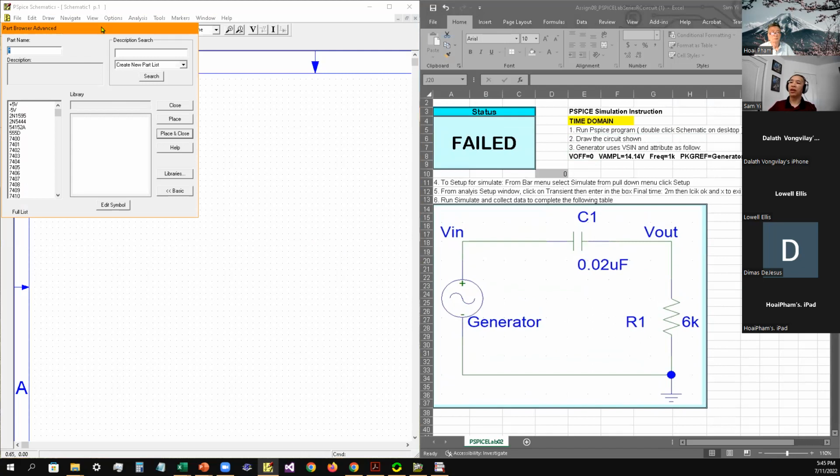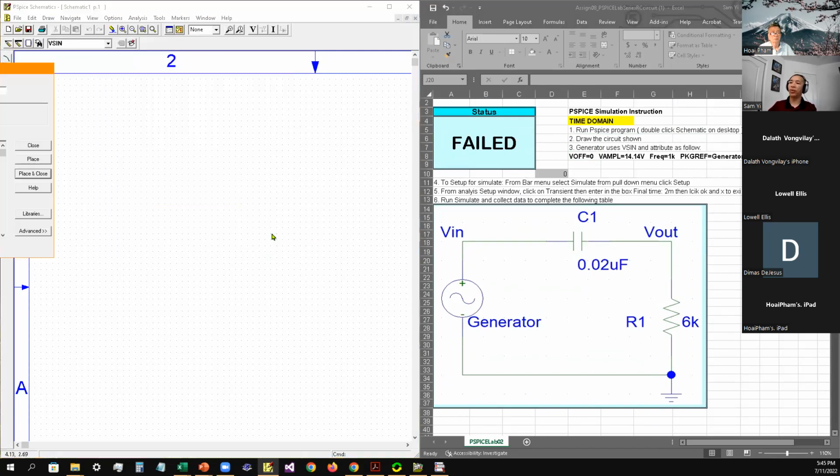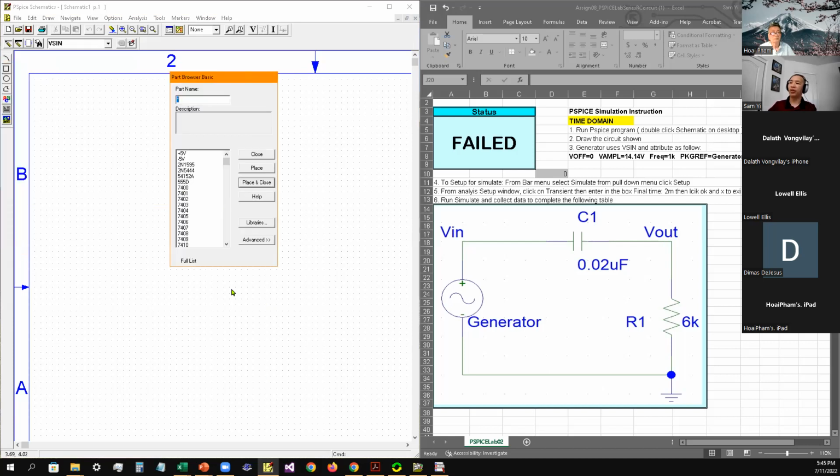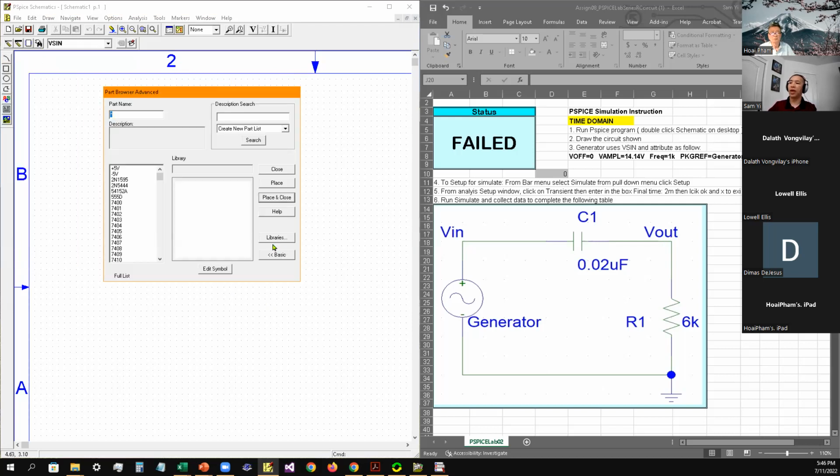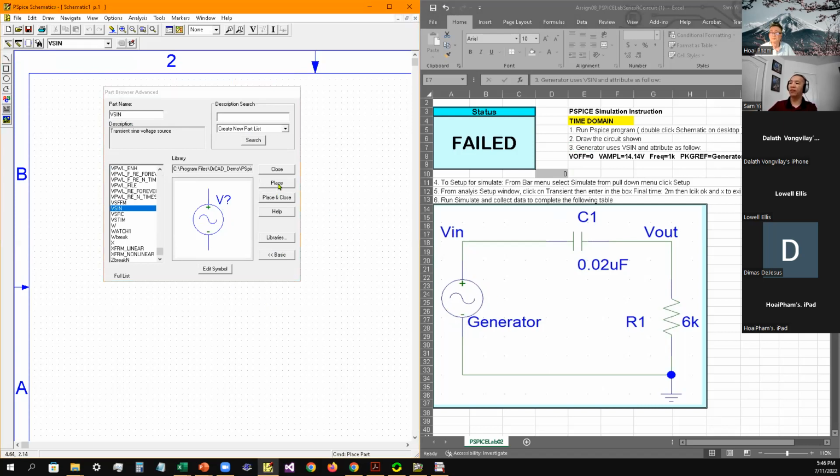Now sometimes it doesn't show this one here. Sometimes it shows just this one, and you can click on the Advanced button. It gives you a lot more options. Here, number 3 in the instructions says for the generator use VSIN. So where the part name is, you type in VSIN. That's the part we need, a symbol that matches this here. Click on Place to place it on your workstation. Just put it anywhere for now. Put it there once and right click on your mouse button to exit.